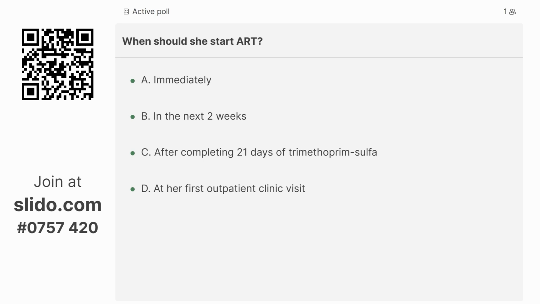So this isn't an easy case of somebody has herpes zoster, when should you start it? This is somebody who's sick, and I don't think the guidelines are going to be helpful. I think you need some clinical judgment. So how do you vote here? Would you start antiretroviral therapy right away because she needs better immune response? Would you start in the next 2 weeks? Would you complete 21 days of trimethoprim or wait till she's hopefully discharged?